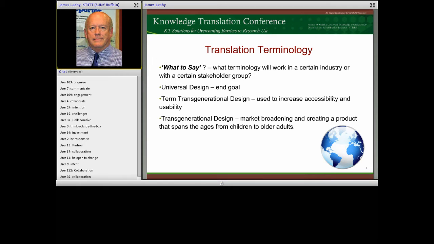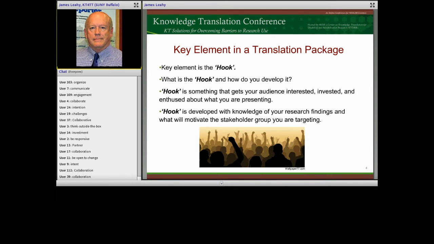To translate one's research findings for uptake and use by other stakeholder groups, one must invest the time and effort needed to know each of the stakeholder audiences. When translating those research findings, one needs to identify what we call a hook, if you will, something that gets your audience interested, invested, and enthused about your research and your findings. So how do you develop that needed hook? First and foremost, you need to be well-versed in the research findings you are translating, and that is a given for a researcher.